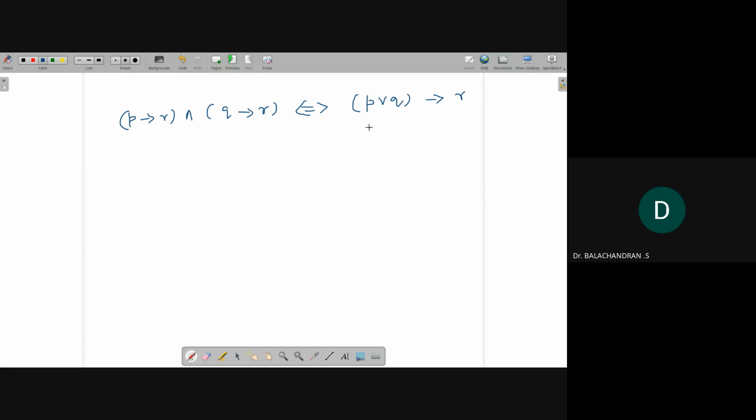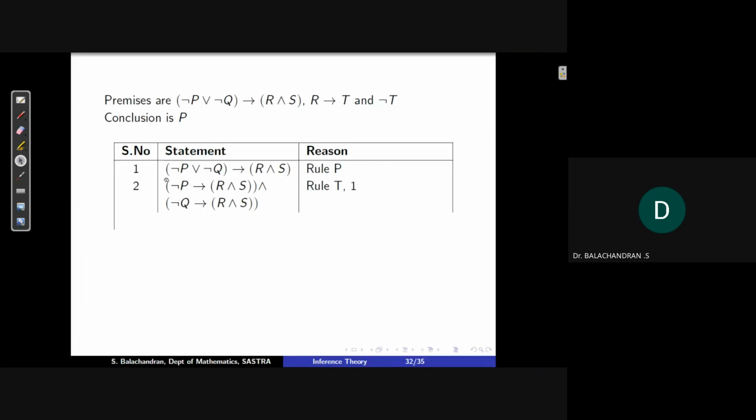So this one you should remember. I already gave this list of formulas, you can check it. Now using this formula only, I am writing this one. So this is actually what? (P or Q) implies R is equal to P implies R and Q implies R.